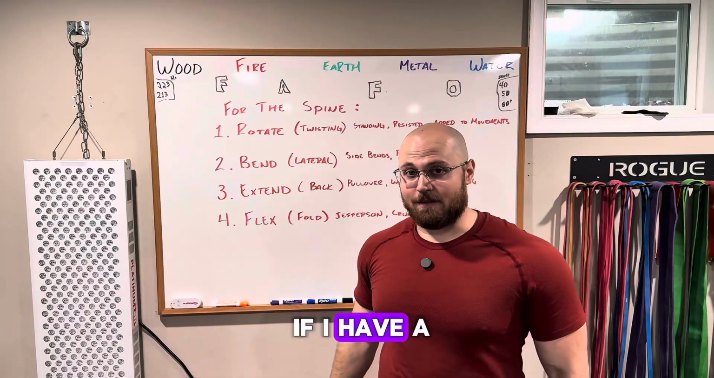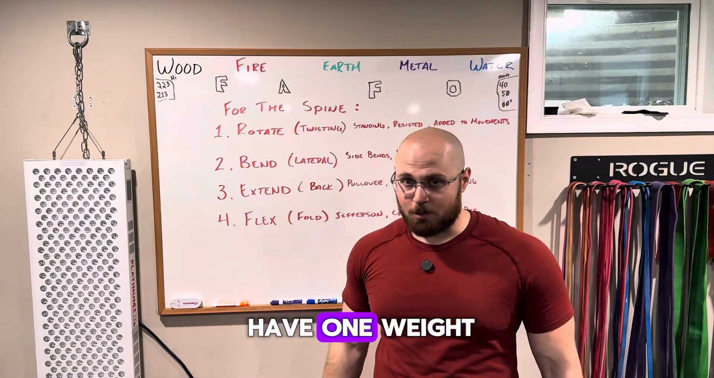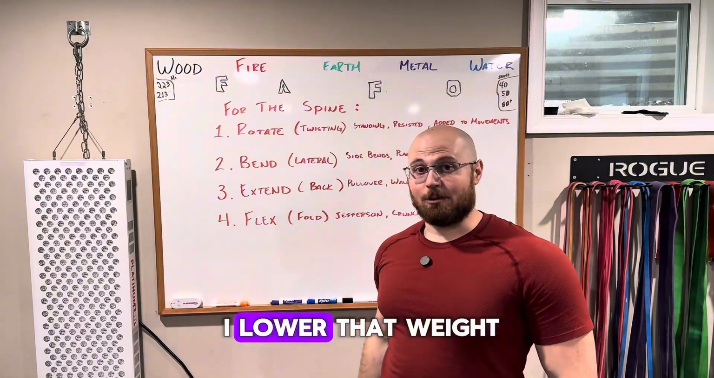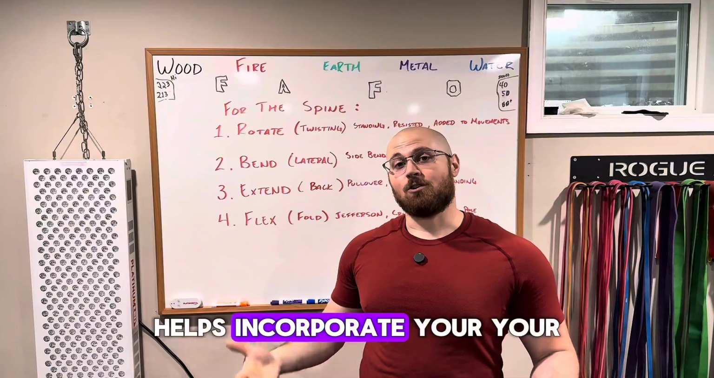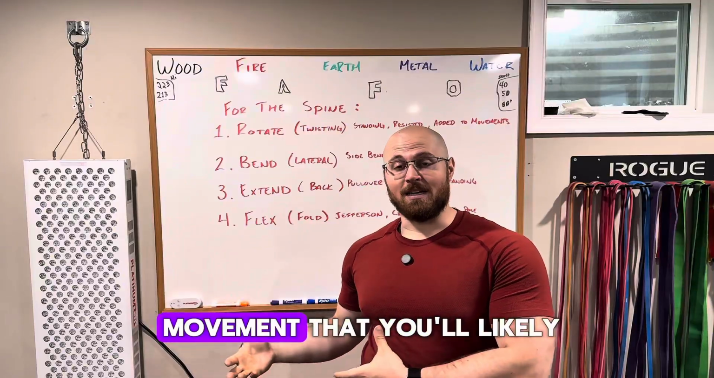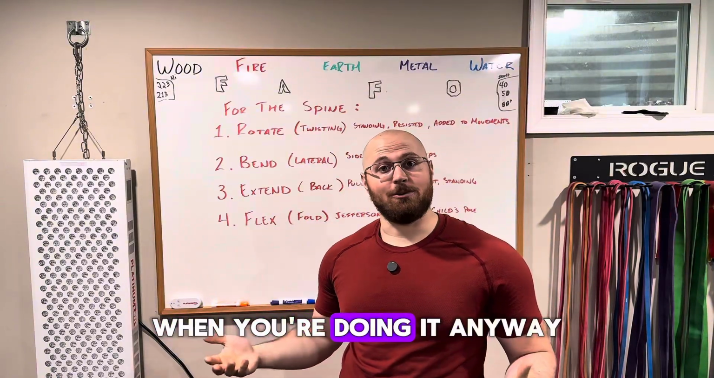So that could mean if I have a trap bar for deadlifts, or if I just have one weight, doing a deadlift where I'm rotating as I lower that weight down to the floor helps incorporate your spine's ability to twist while doing a movement that you'll likely have to twist when you're doing it anyway.